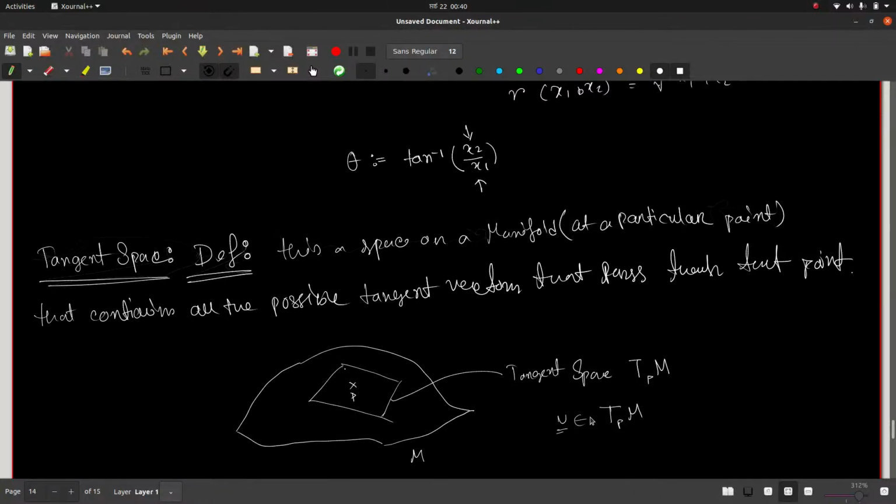Alright, so why do we bother even defining these things, right? Because it turns out that to define a vector field, we will need these ideas, because you cannot define a vector on a manifold itself. To define the vectors, you need those tangent spaces.